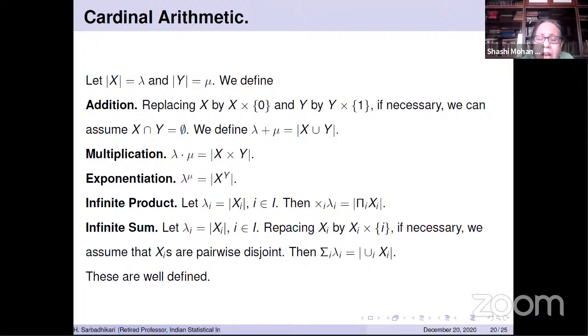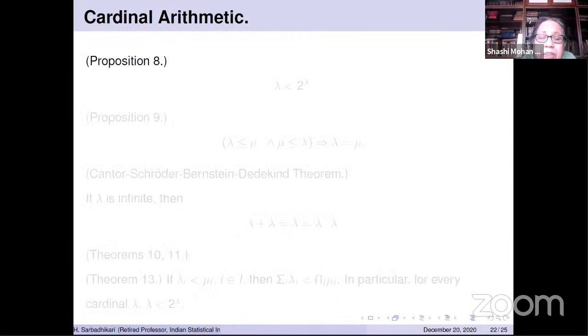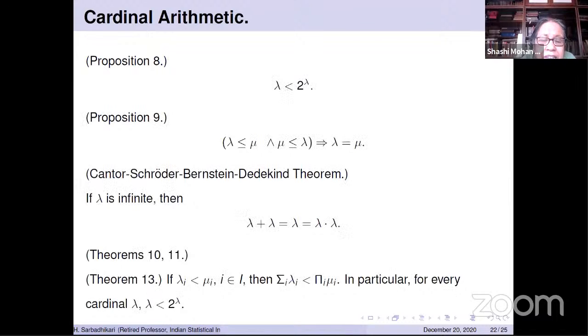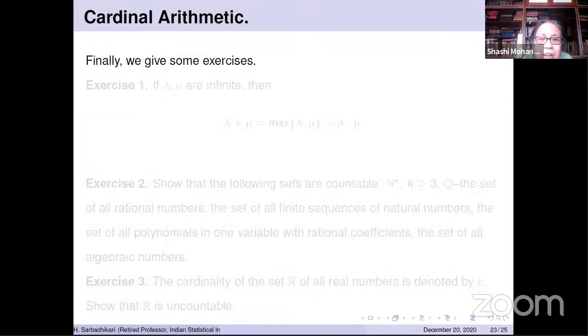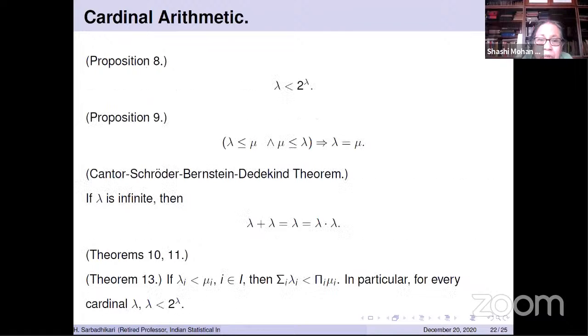Okay, so I will add a few things that I think are not written down here in the exercises. That is, if lambda is less than or equal to mu, then lambda plus mu is less than or equal to mu plus mu, for any cardinals lambda, mu, nu. And lambda into mu is less than or equal to mu into nu. I will add these. I cannot write them down right now, but I'm telling you.